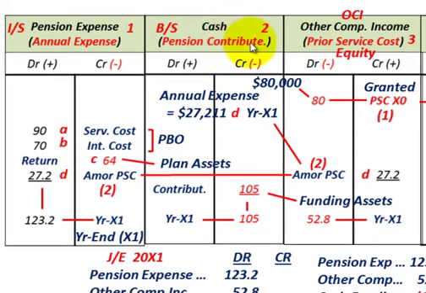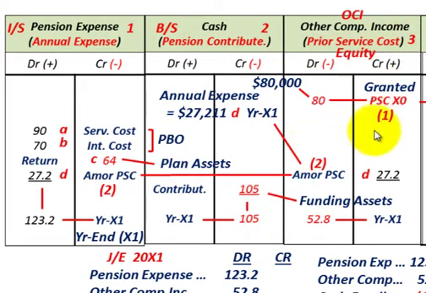Okay, and then if we move over to our cash account, we're going to have our pension contribution. That's the only thing that's going on in our cash account. So we were going to reduce cash by our pension contribution of $105,000. That's what the company is going to pay towards the pension for the year. So the total amount in our cash account for year X1 would have been a credit or a reduction of $105,000.